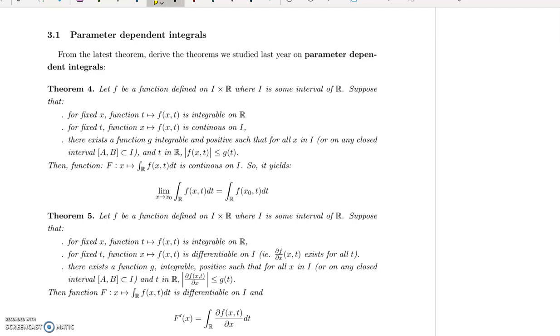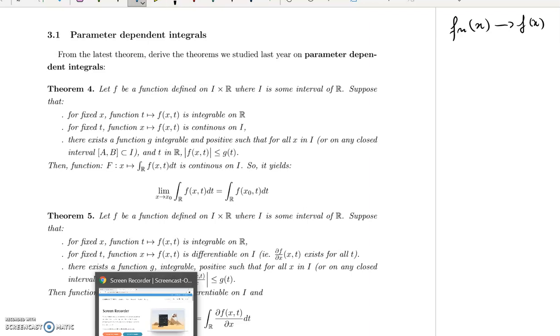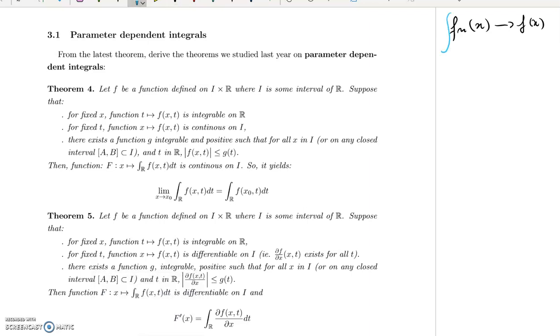So we have learned about the Lebesgue dominated convergence theorem, which allowed you to consider sequences of functions like these, and again they would converge to some function f of x pointwise, and you want to know whether you can apply integration on both sides. You have that the limit of the sequence of integrals converges to the integral of the limit of the sequence.